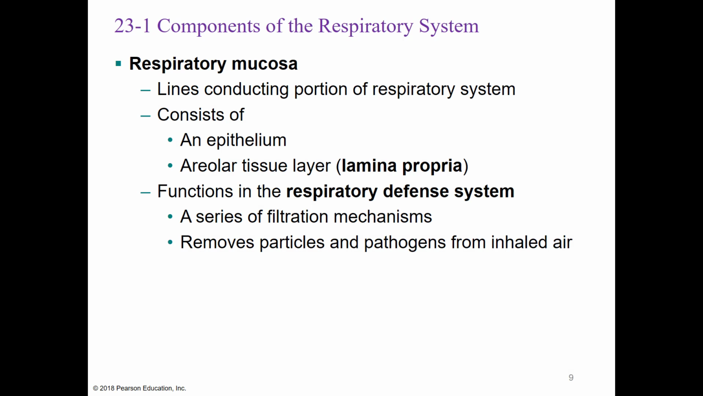The respiratory mucosa is what lines the conducting portion that we just looked at of the respiratory system. It's made up of epithelial tissue, which remember lines and covers body surfaces, and areolar tissue, which is a thin layer underneath that epithelium. The respiratory defense system is made up of a series of filtration mechanisms that are going to help us to get particles and pathogens out of the inhaled air. Because unfortunately, the air we breathe in is not pristine, so there are some things that have to be filtered out to prepare that air for the lower passageways.